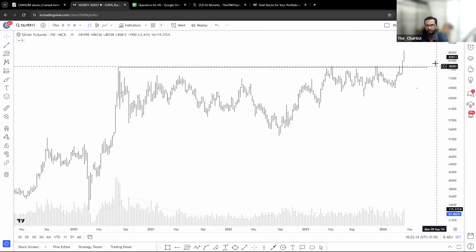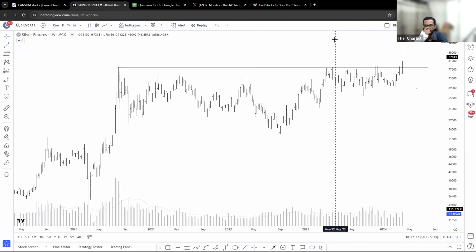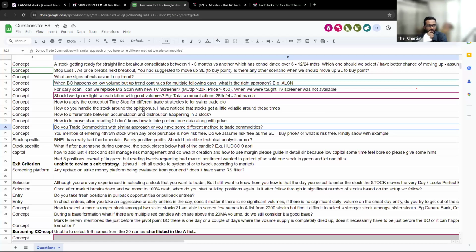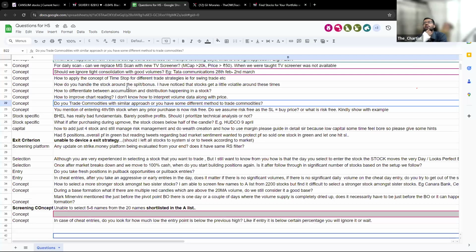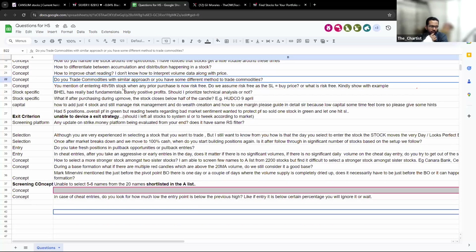And you are saying it's a climax move. No. Same concept, sir, in commodities also. Nothing different, provided it is liquid. You mention entering a fourth or fifth stock when your prior purchase is now risk-free.